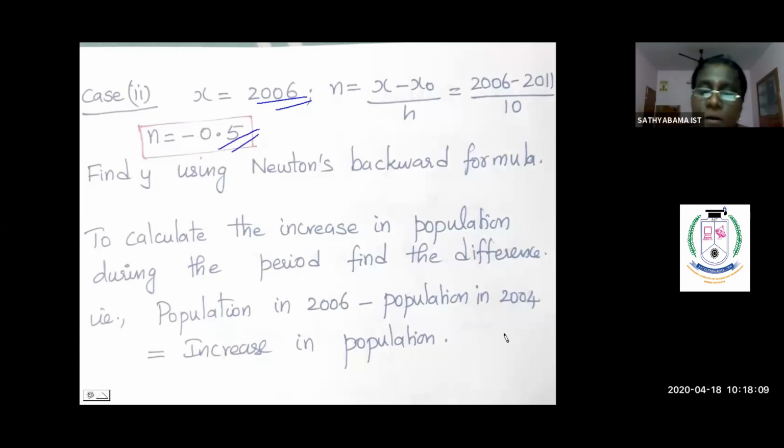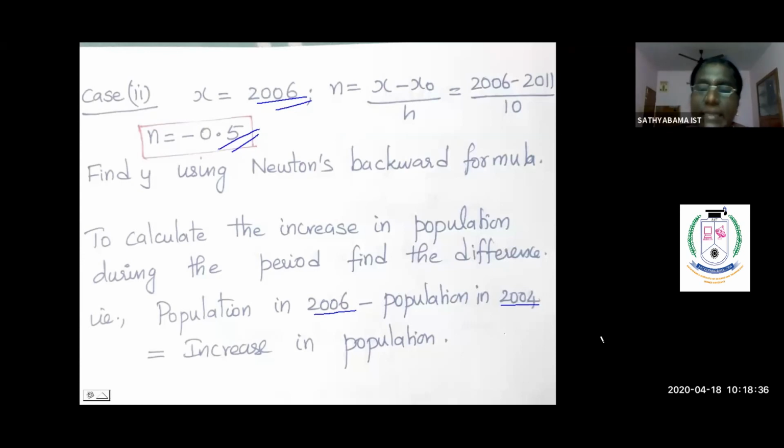But our problem, our question, is not that. What is the question? Population increase. How to calculate the increase? Population increase is given by population in 2006 minus population in 2004. That is, I have to calculate the population in 2006 as well as in 2004 as two different cases, and then I have to enter the values here and work it out.